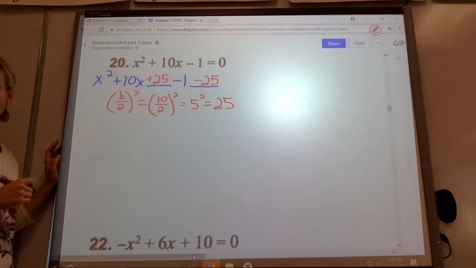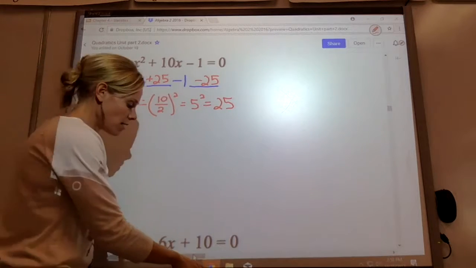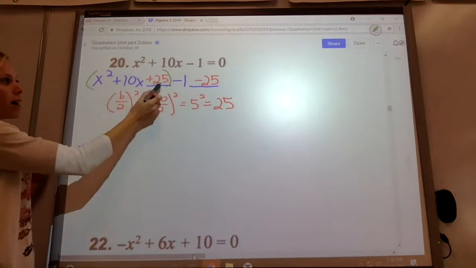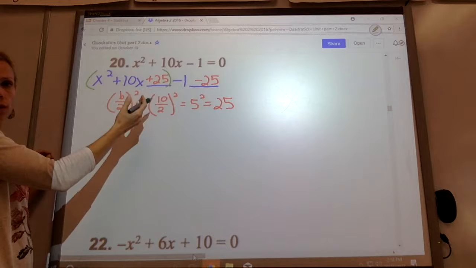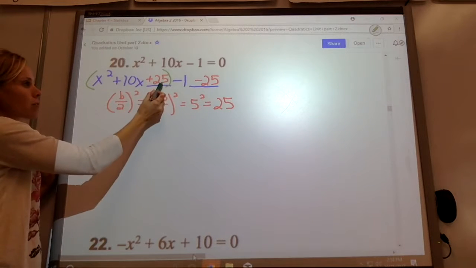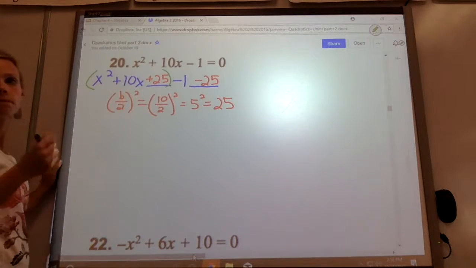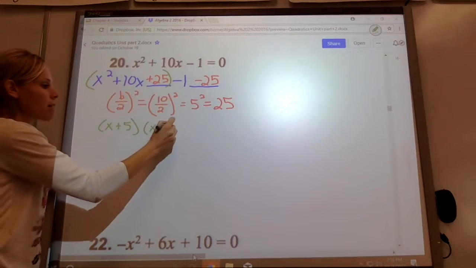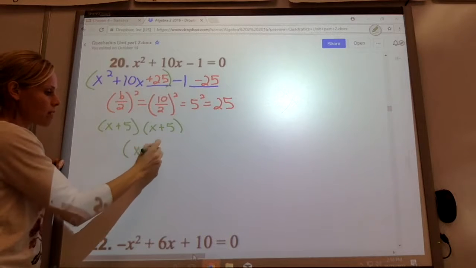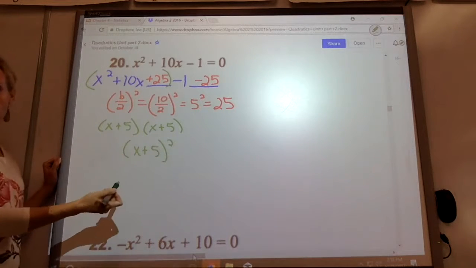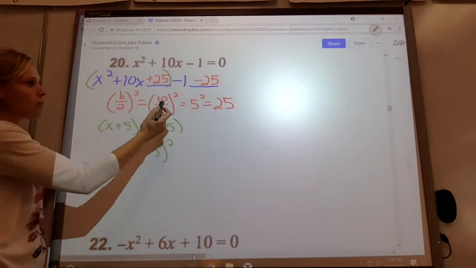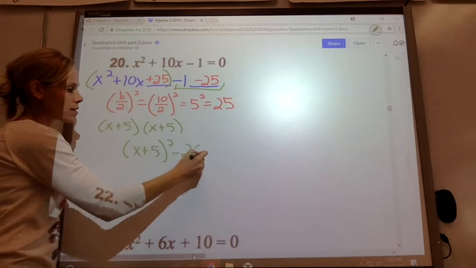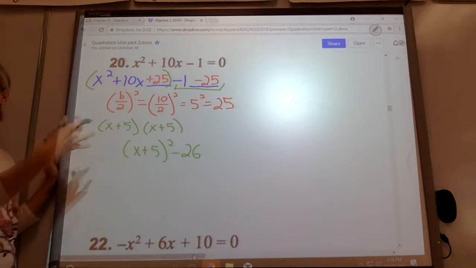Okay. Why 25? Because now, with 25, I can take this quadratic and factor it into a binomial squared. Because what do I multiply equals 25 but add equals 10? 5 and 5. So it factors (x + 5)(x + 5), which is (x + 5) squared. I get my binomial squared from that. And then I also need to simplify, find the k, -26, and I have vertex form.